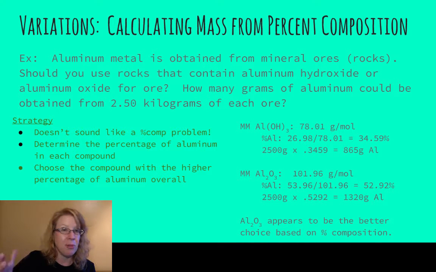This isn't 100% true in terms of the actual thing that I would use, but based on percent composition, this is correct. There may be other things that we would use. In fact, I happen to know some of the things about aluminum hydroxide and the way it works out in terms of mining. So if you happen to know something else from outside, like an earth science class, don't panic. This is just based on percent composition. Between these two, aluminum oxide is a better choice. Okay, makes sense? Kind of?